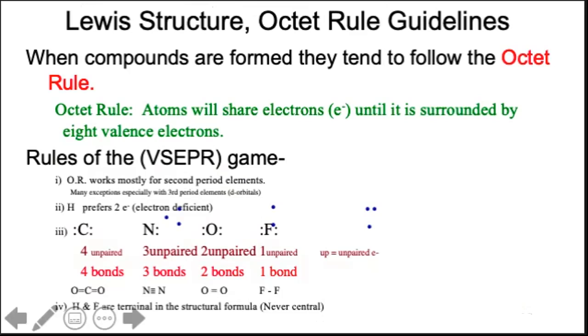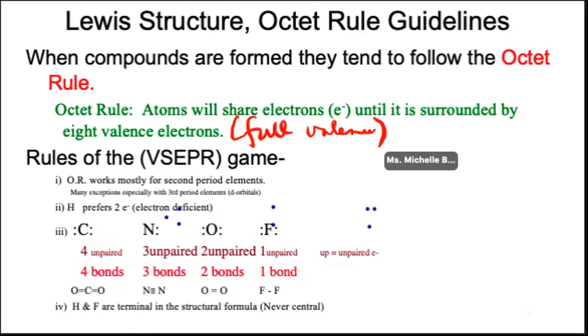Now, the Lewis structure and the octet rule. When compounds are formed, they tend to follow the octet rule, or full valence. Atoms will share electrons until each is surrounded by 8 valence electrons. The octet rule works mostly for second period elements. There are many exceptions, especially in the third period elements.